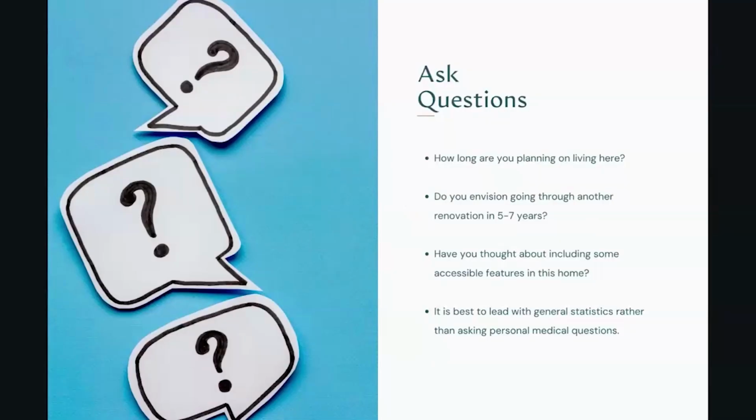Now, maybe your clients are in their 60s or in their 70s and they haven't brought up accessibility, but you kind of know, like, hey, in the next 5 to 7 years, you might need some of these features. And you probably don't want to go through this process again. You could be really honest and upfront. Have you thought about including accessible features in this home?